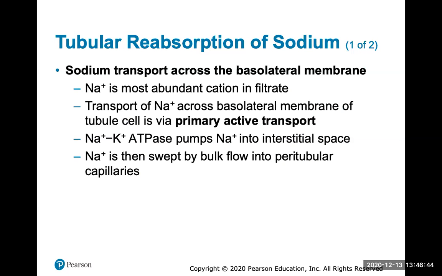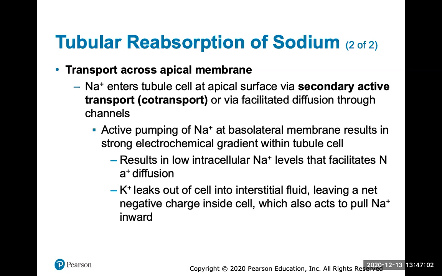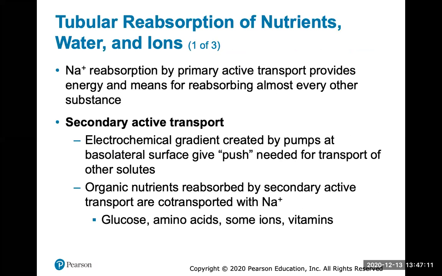Sodium is the most abundant cation in the filtrate, and the transport of sodium across the basolateral membrane is active transport. So we have a sodium potassium ATPase that will actively pump sodium into the interstitial space, and then it's swept by bulk flow into the peritubular capillaries. Sodium will enter the tubular cell at the apical surface by secondary active transport, or a co-transport system. So we have this active transport system.